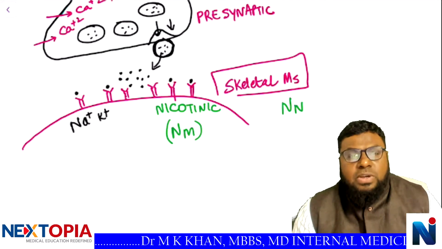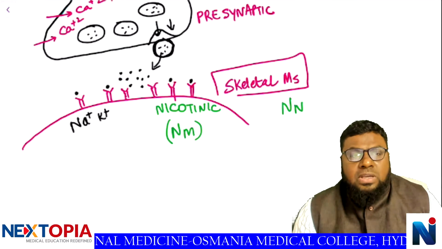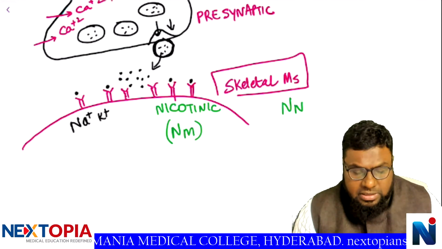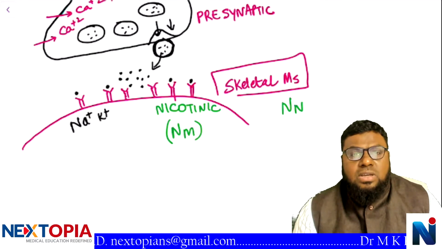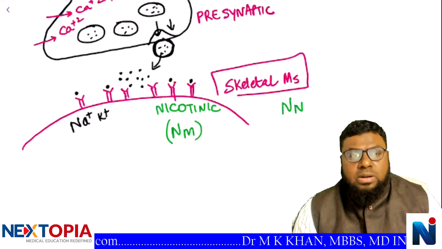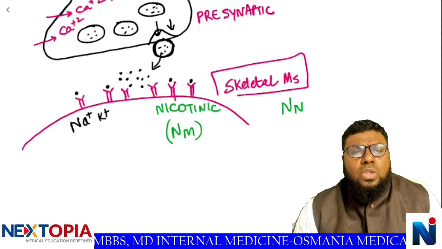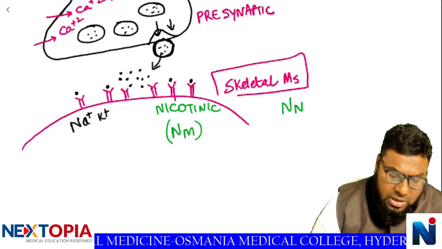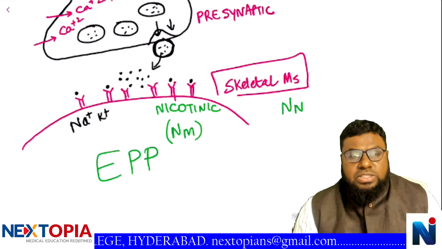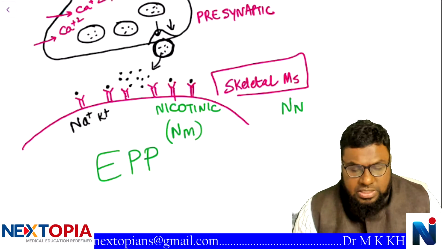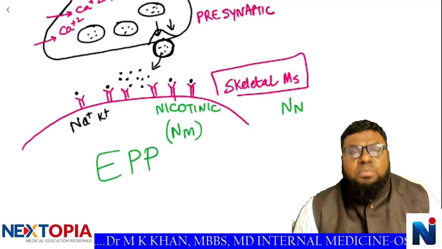The NM type of nicotinic receptor is a non-selective type of receptor, and both sodium and potassium can traverse across this receptor. It is a ligand gated channel, but we can simply call it a sodium channel, as sodium has much more affinity to cause depolarization in this area. Depolarization of this area, we call it the end plate potential. Please remember, this neuromuscular junction is called the end plate, and when it gets depolarized, you call it an end plate potential.